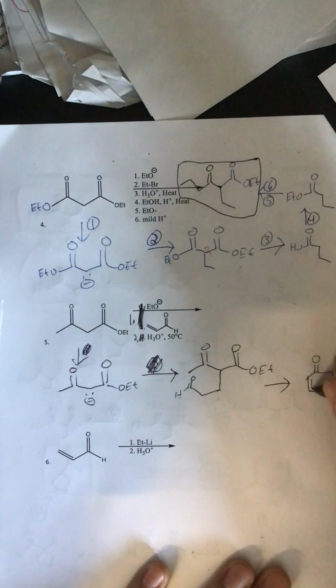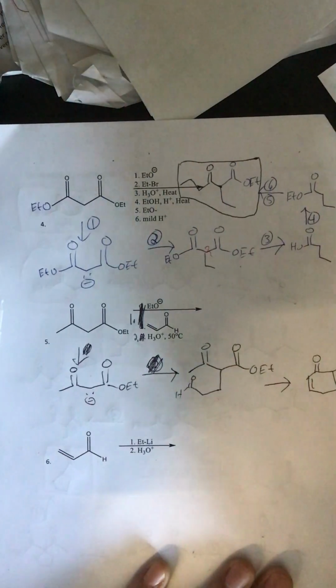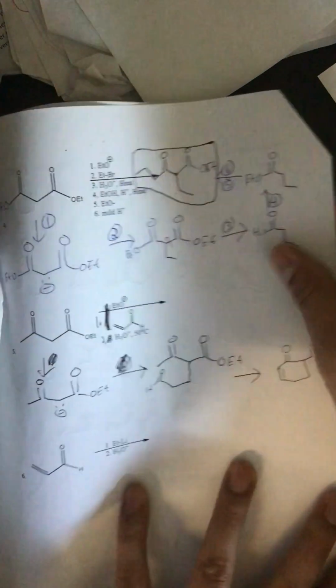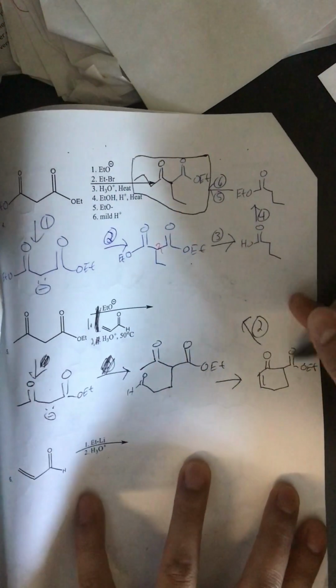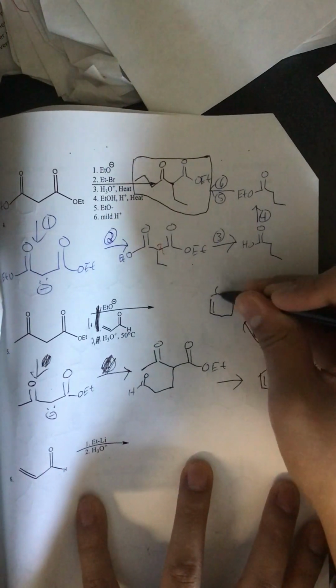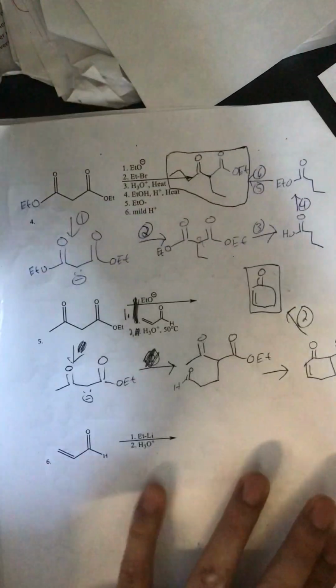Something you can do, or you can look in your lab notebook, they have the mechanism for that. And you're going to make this 6-membered ring here. And then step 2 is you're going to hydrolyze the ester and you're going to decarboxylate. Like that. Good. All right.